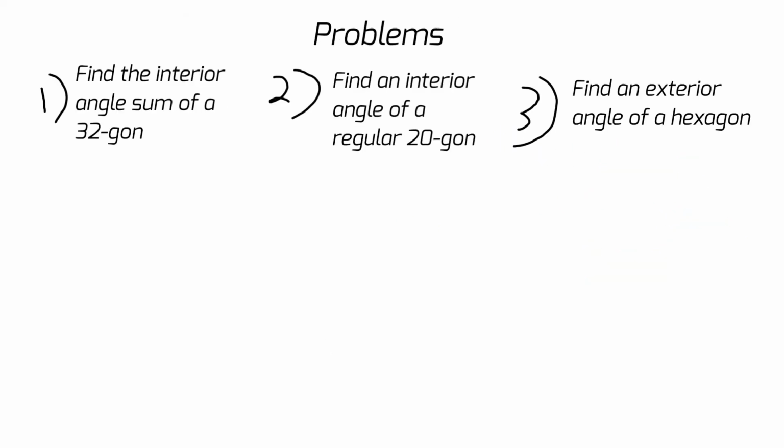Let's start with some problems. I will give all of you some time to figure out each and every problem on your own, and then I will come back to you. For number 1, you have to find the interior angle sum of a 32-gon. For number 2, you have to find an interior angle of a regular 20-gon. And for number 3, you have to find an exterior angle of a hexagon.